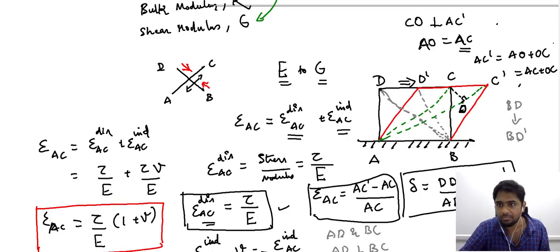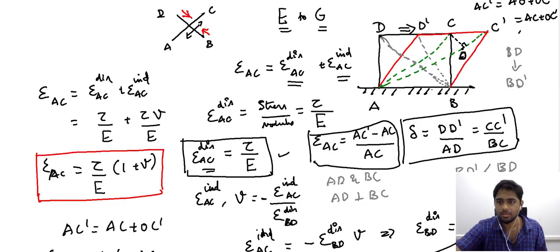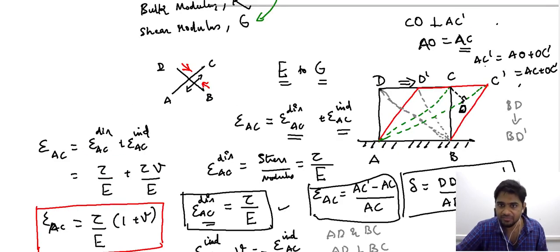So it should be OC prime by AC. In this case, we have sectioned AC prime into AO and OC prime. We have this green diagonal, and a point O on this extended green diagonal, and we have expressed AC prime as AO plus OC prime. So that is what we have done, AO plus OC prime.